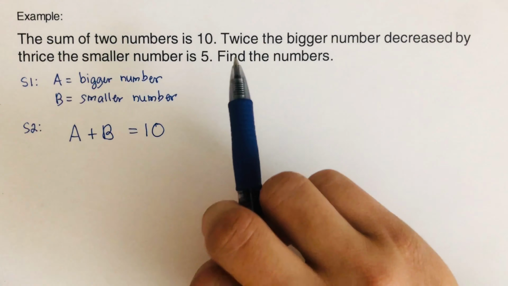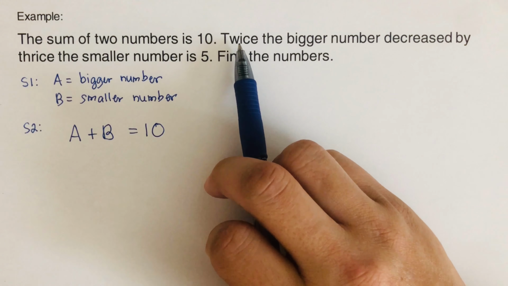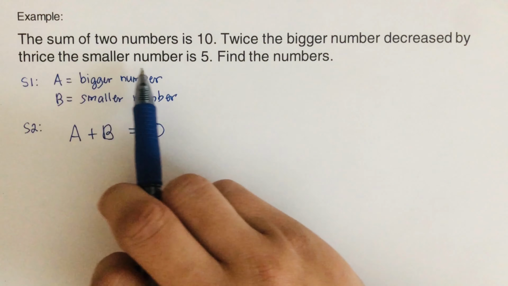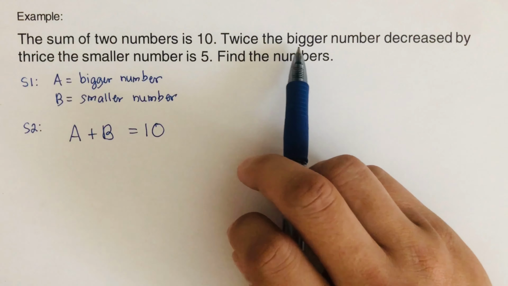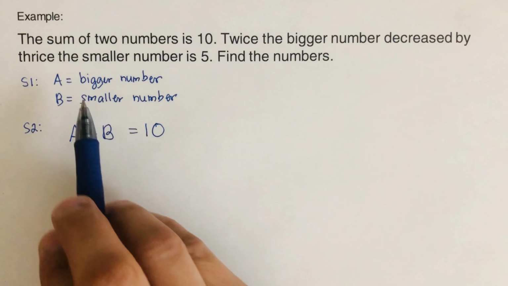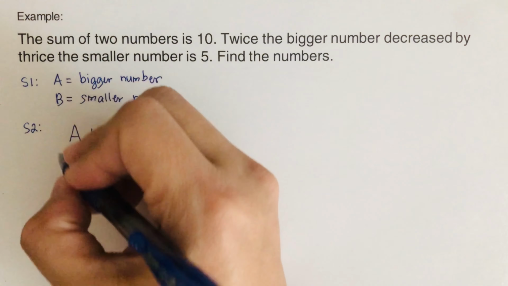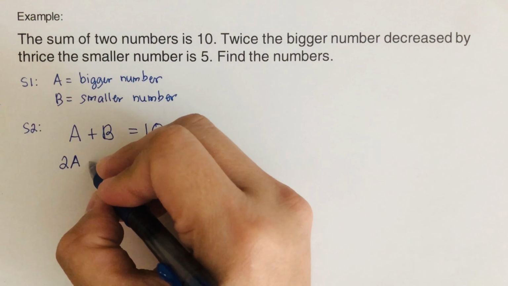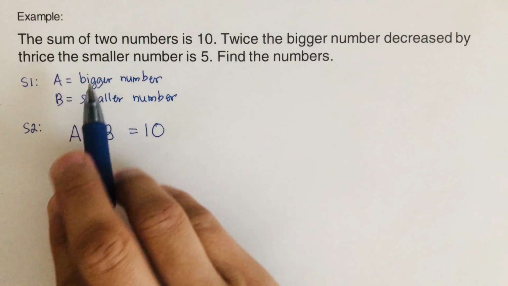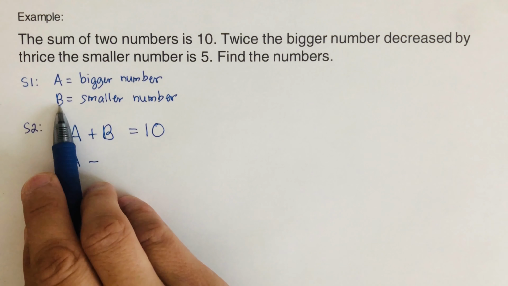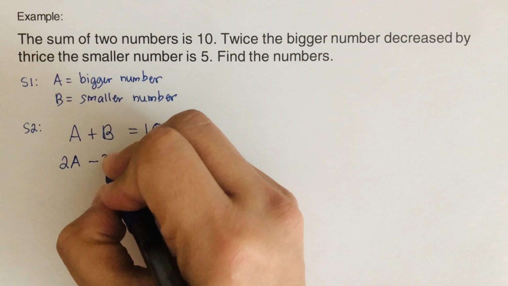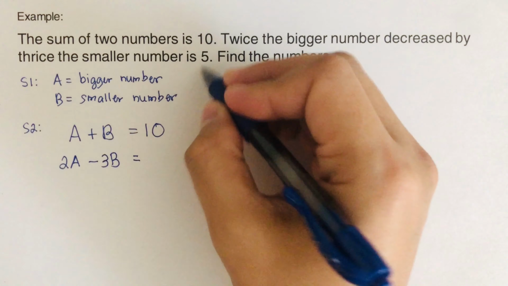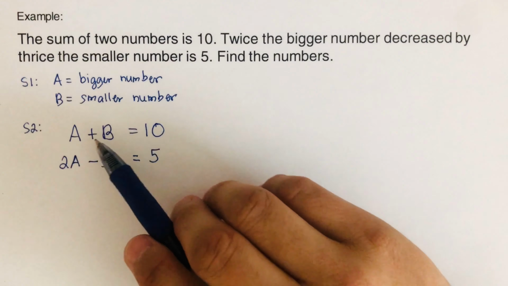Now let's look at the second statement here, because this is where the second equation is going to come from. Twice the bigger number decreased by thrice the smaller number is 5. So twice the bigger number can be represented as 2A, because the bigger number was A. And then decreased means we subtract. Decreased by thrice the smaller number B, which we don't know. So we can represent this as 3B, because again it says thrice, so that would be 3 times. And that is equal to 5. So I write 5 right here.